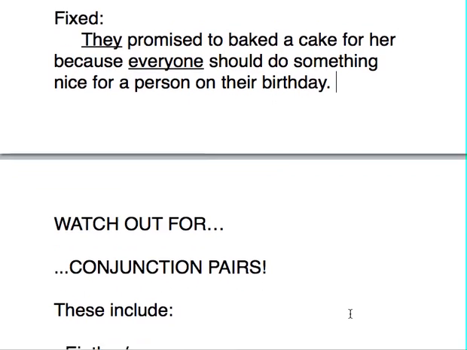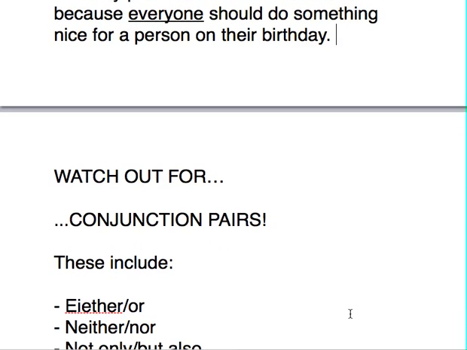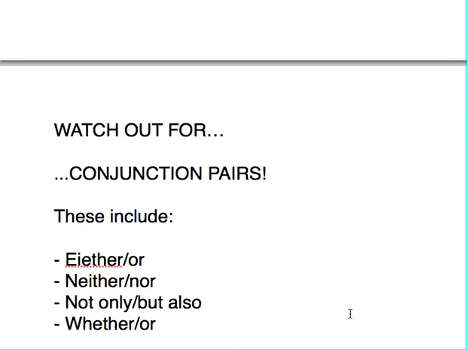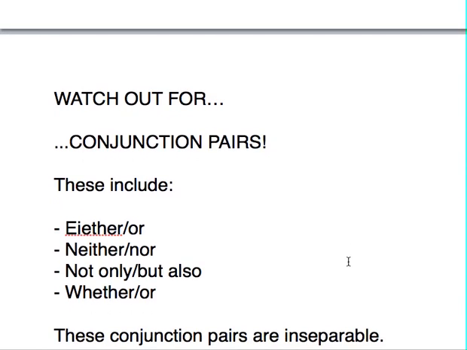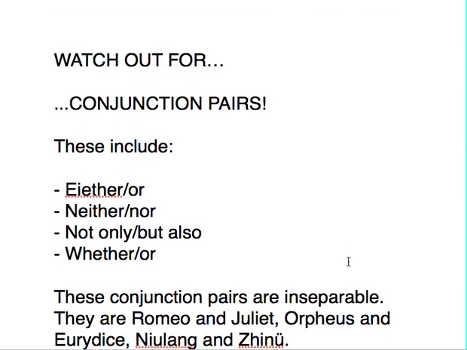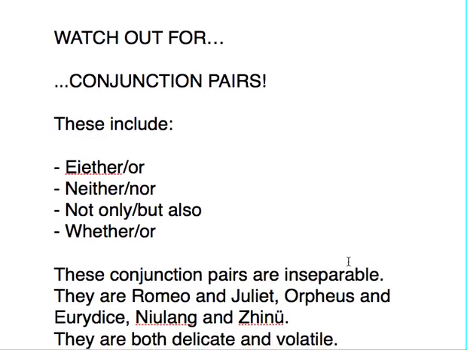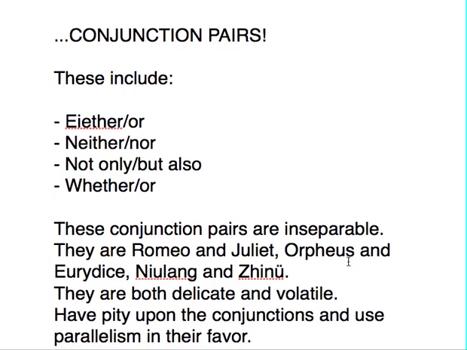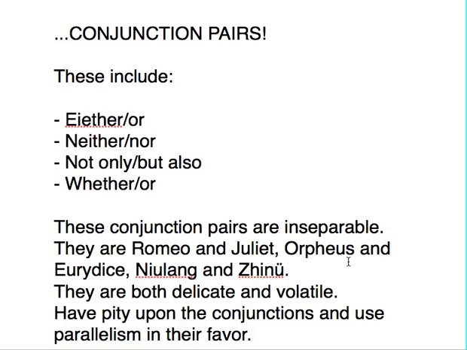Here is a big thing to watch out for: conjunction pairs. These include either or, neither nor, not only but also, and whether or. These are inseparable. They are the dramatic lovers of grammar and should always be kept together when using parallelism in really any type of sentence. It's okay when they are used alone, but if you're going to use conjunction pairs together, make sure to keep them together, make them happy.